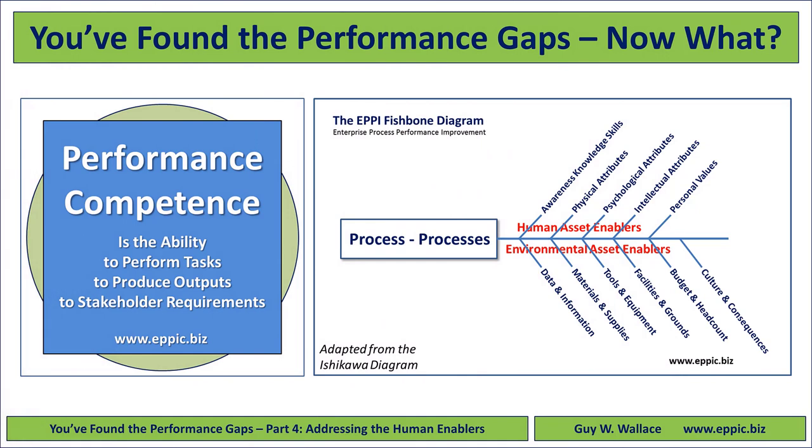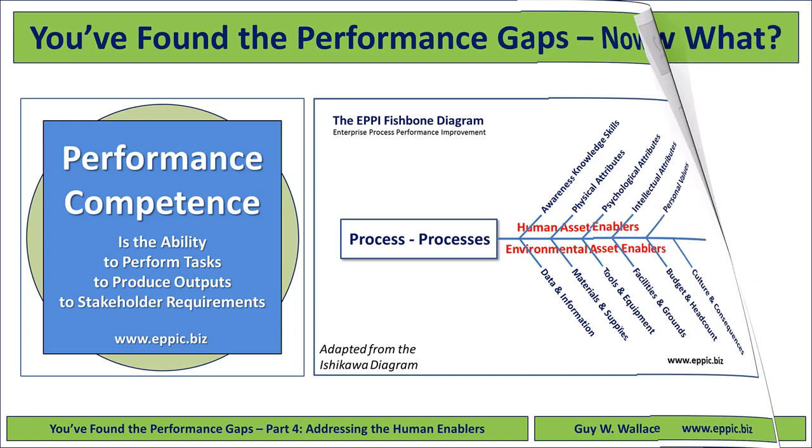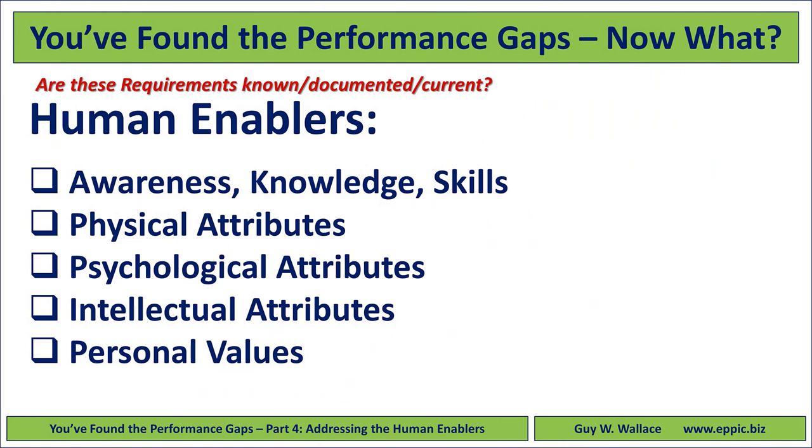This is all about performance competence, the ability to perform tasks to produce outputs to stakeholder requirements. We're using my EPI fishbone diagram so that we could focus on the process itself, the environmental assets that enable the process, and the human assets that enable the process. These human enablers, awareness, knowledge, and skills, physical attributes, psychological attributes, intellectual attributes, and personal values, are what the humans bring to the process.